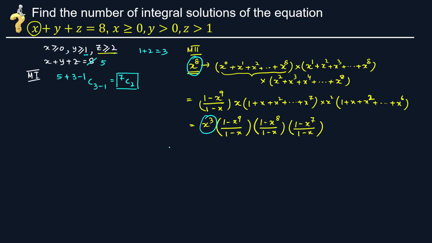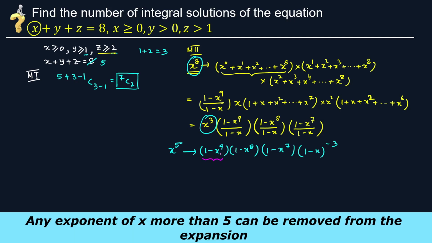So now what I need is basically finding the coefficient of x to the power 5 in the expansion of this. Is it clear? So now, from this one, there is x to the power 9. I don't need it. So 1 is there. Again, from here, x to the power 8 is there. I don't need it. So only 1 is there. From here, x to the power 7, I don't need. So only 1 is here.